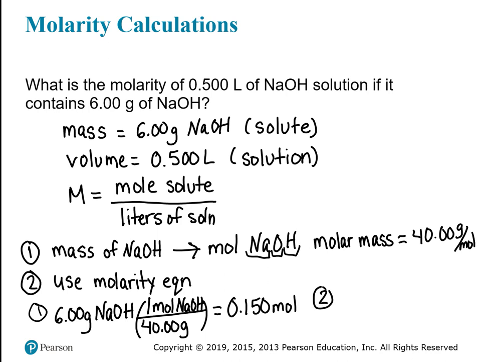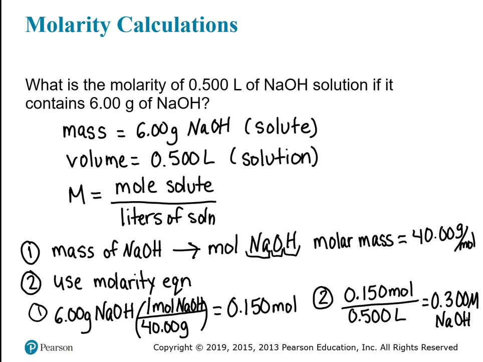So that's for number 1. The second part, to actually answer the question, you take those moles and divide by your volume, which was given in the problem. When you put that into your calculator, you should get 0.300 molar, which is the big M, sodium hydroxide. So that's calculating molarity, starting with the mass of the solute and the volume of the solution. Raise your hand if you need me to go through that again.